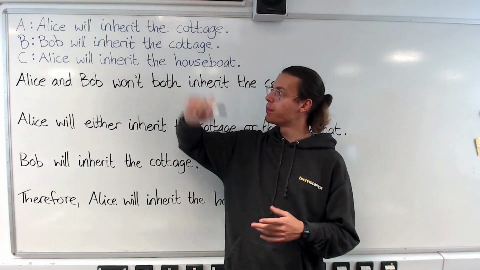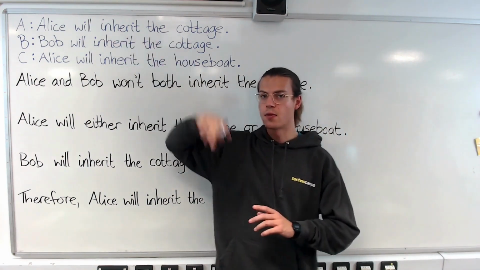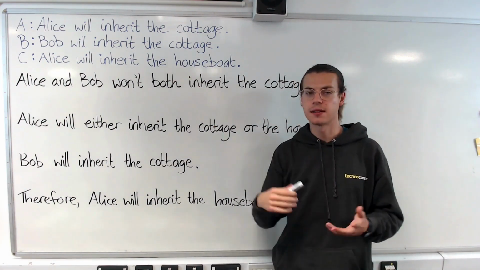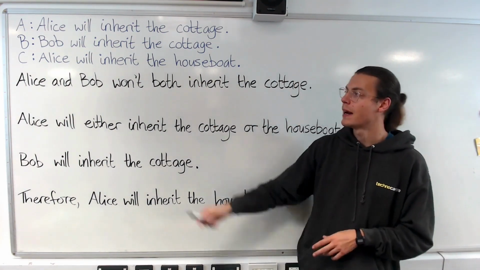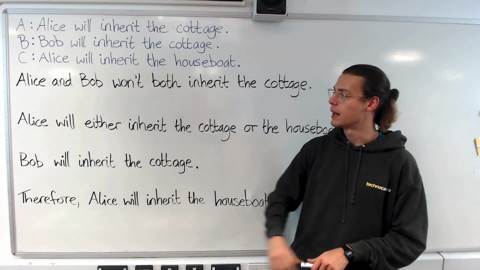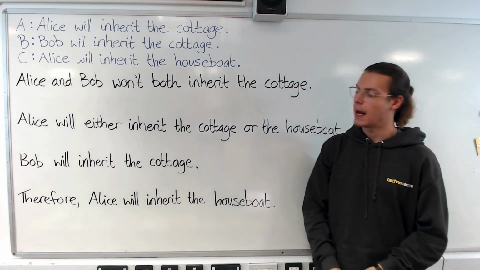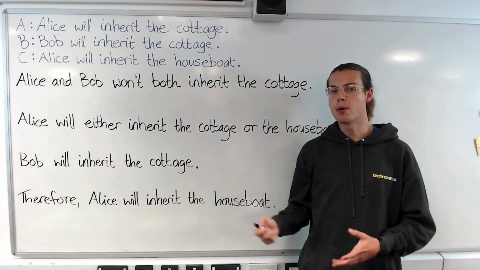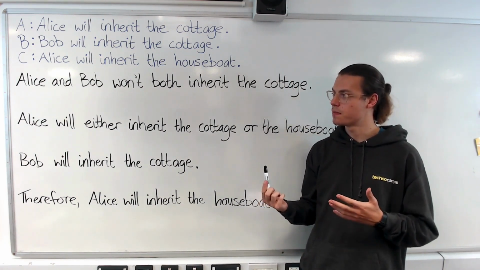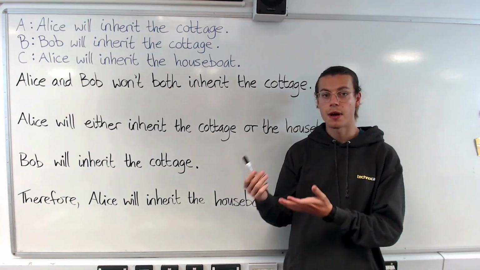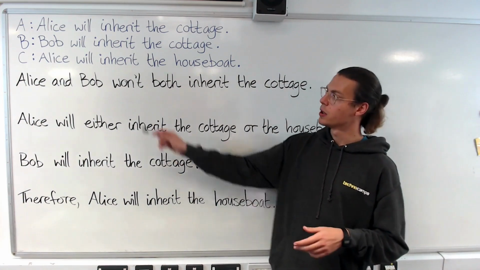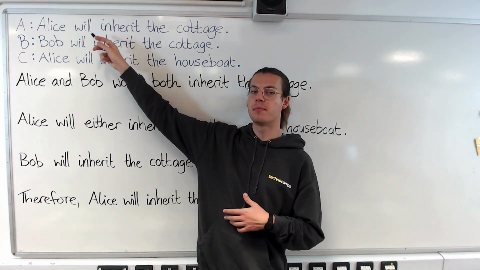I've defined three. A stands for the statement, Alice will inherit the cottage. B stands for Bob will inherit the cottage. And C stands for Alice will inherit the houseboat. Let's look at our first premise. Alice and Bob won't both inherit the cottage. Another way to say this is, it is not the case that Alice and Bob will both inherit the cottage. So, not (A and B).